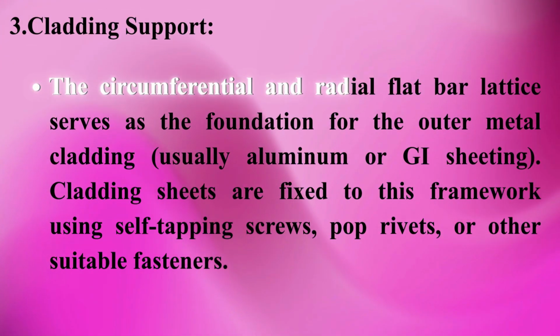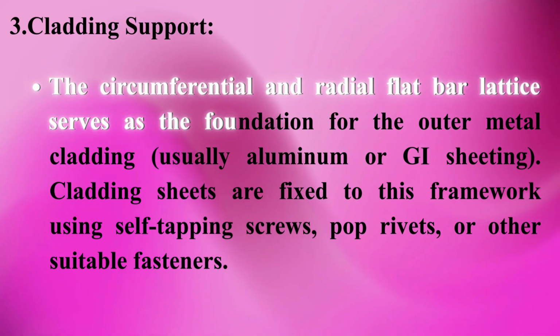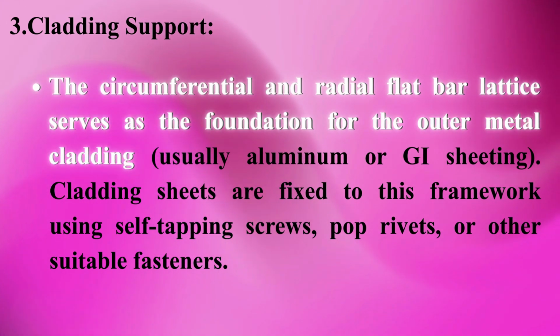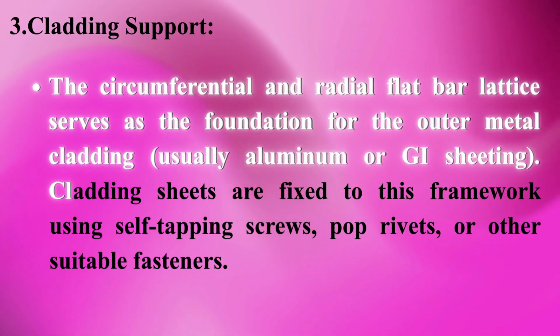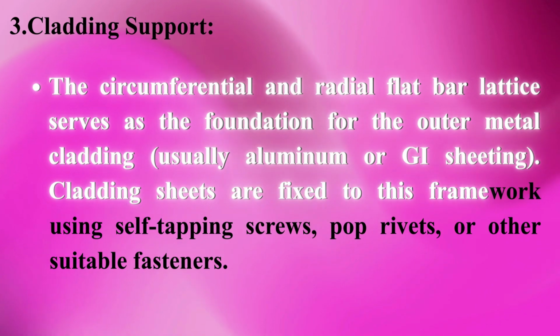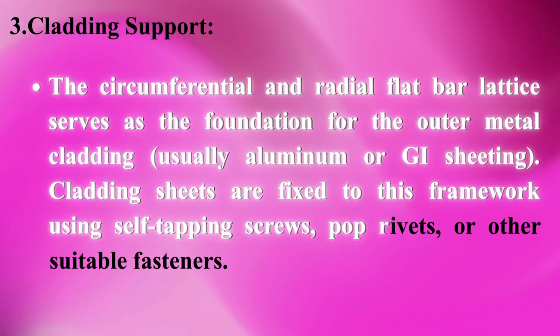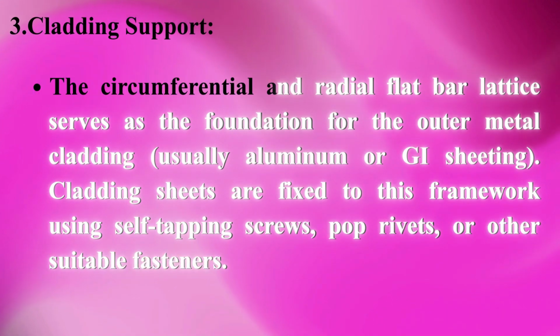3. Cladding support. The circumferential and radial flat bar lattice serves as the foundation for the outer metal cladding, usually aluminum or GI sheeting. Cladding sheets are fixed to this framework using self-tapping screws, pop rivets, or other suitable fasteners.